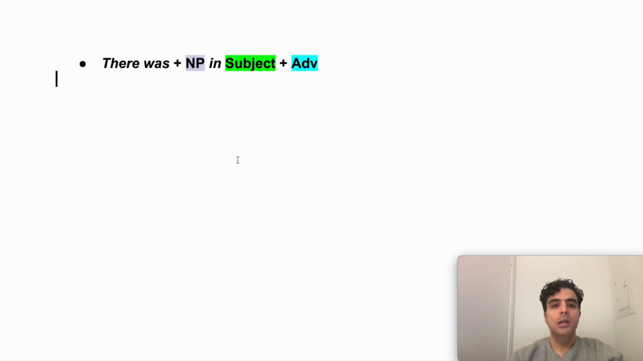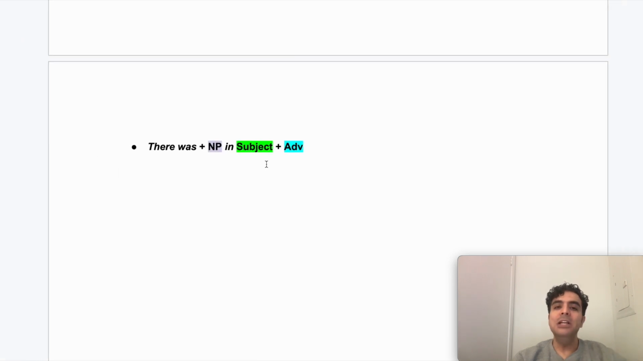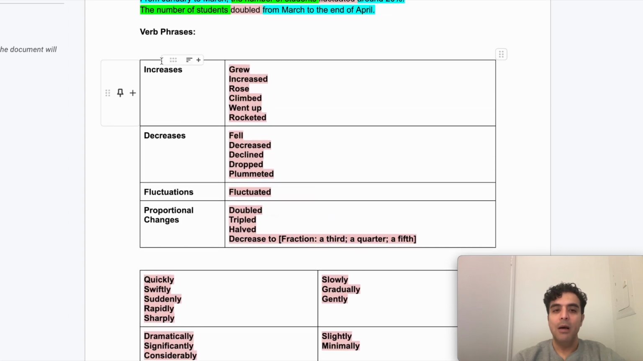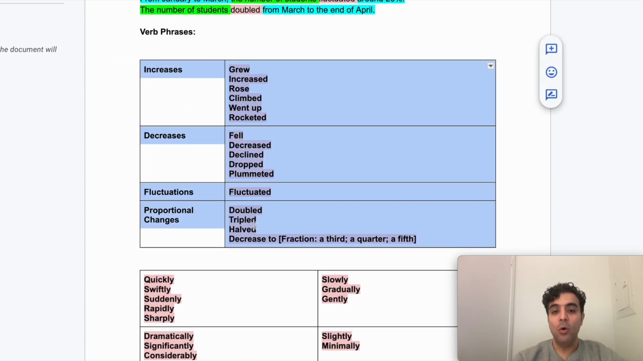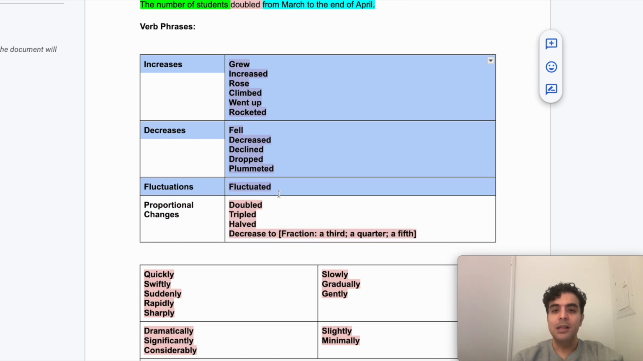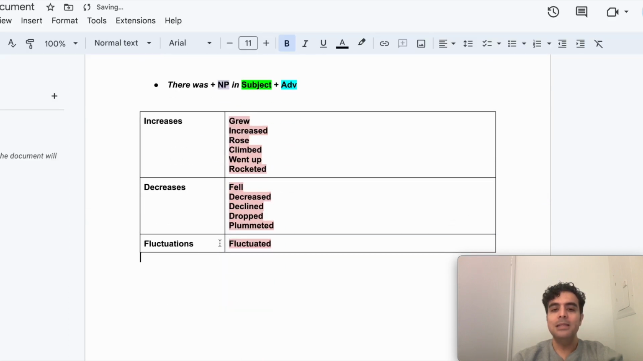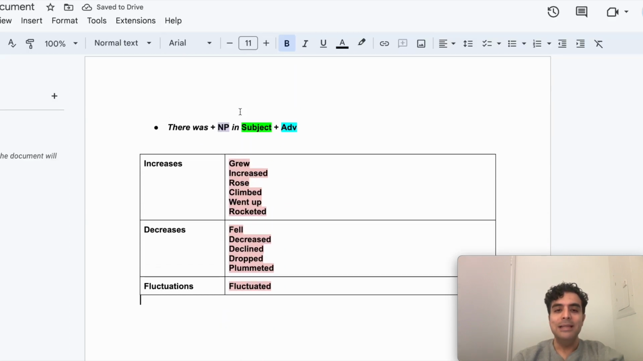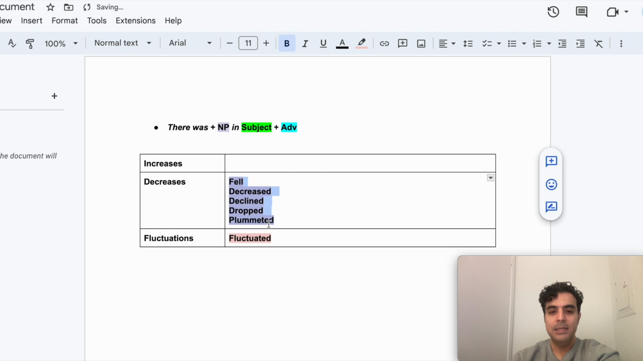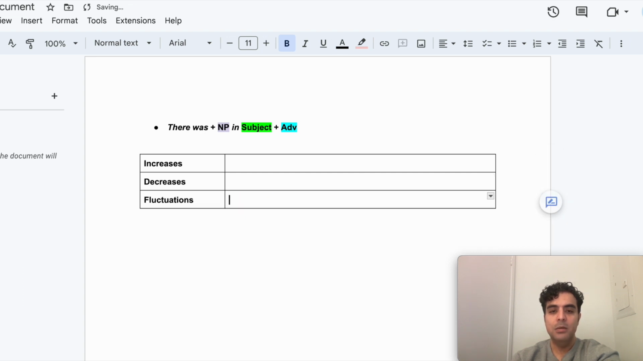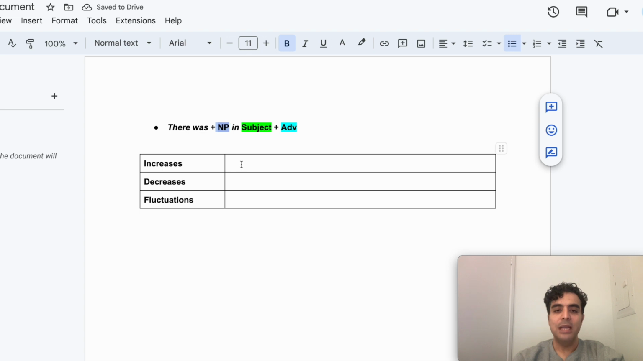Okay, so let's begin with the noun phrase. Remember, it's all about the noun phrase. Last time we described increases, decreases, fluctuations, and also proportional changes using verb phrases. This time we're going to do the same, but instead of a verb phrase, we're going to use a noun phrase, right? So I'll remove all of this and replace them with a noun phrase. And we decided to represent the noun phrase in purple.